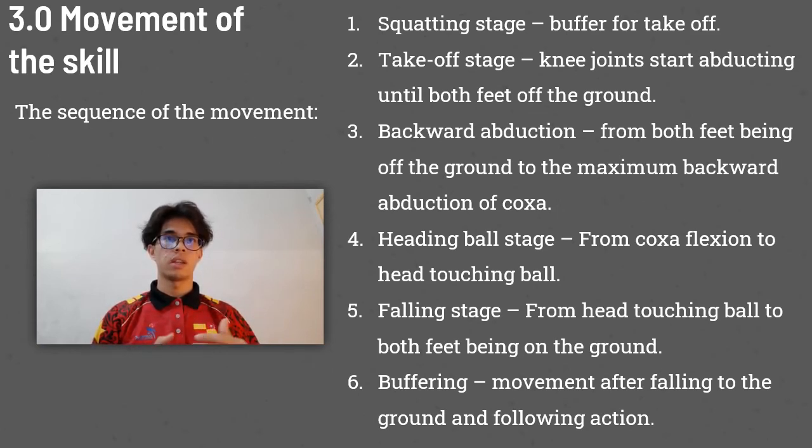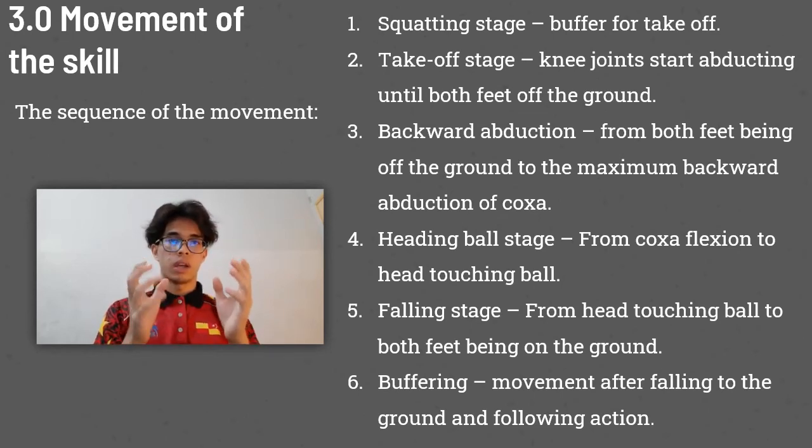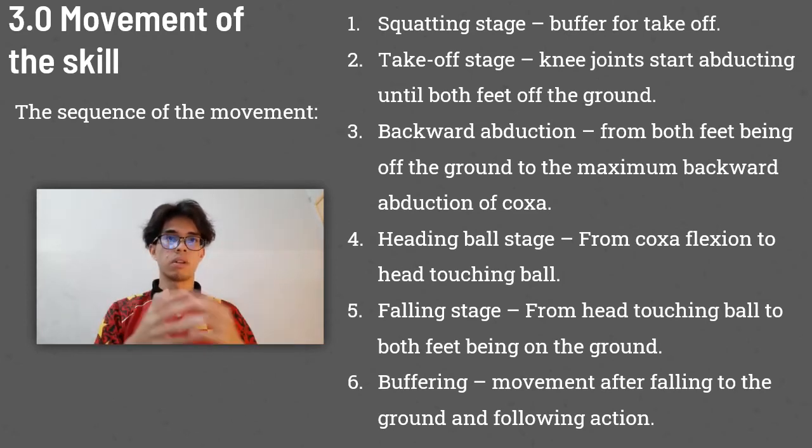And then at the takeoff stage, the knee joint starts to adduct until both feet are off the ground. For the third stage, it is backward abduction, from both feet being off the ground to the maximum backward abduction of the coxa. The coxa is basically the bone at the hip. At the fourth stage, heading the ball, from coxa flexion to the head touching the ball.